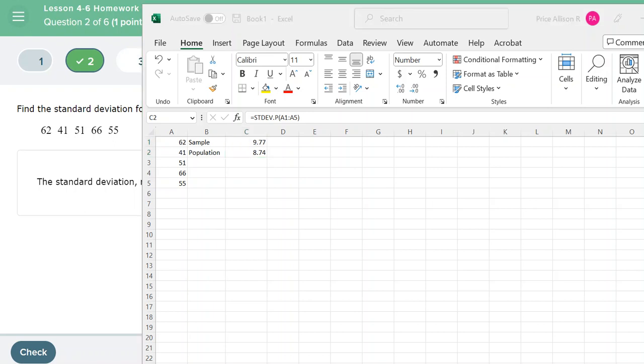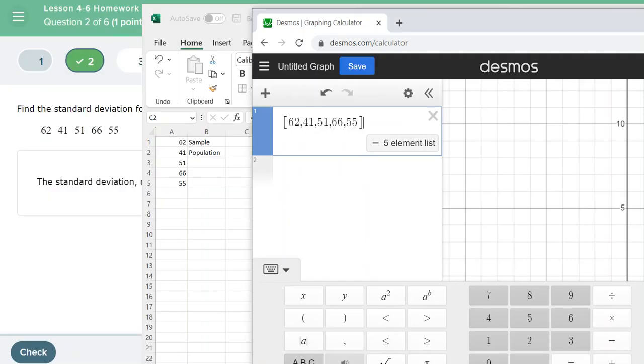All right, now over to Desmos. I have my same values here listed in a list. A list starts with a square bracket, and then you have each value separated by a comma. And I'm going to give my list a name. I'm going to give it the name A.